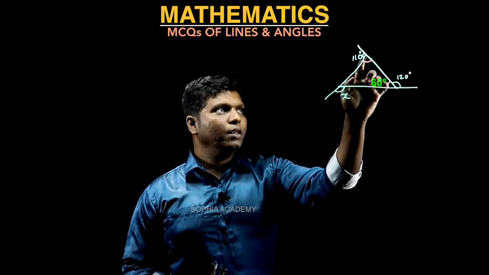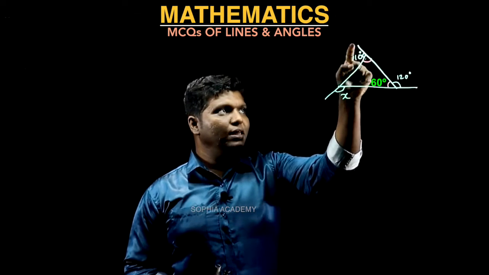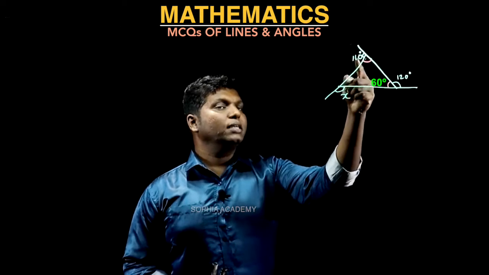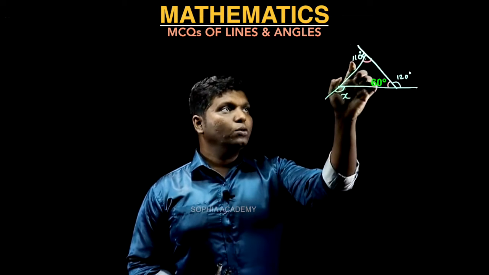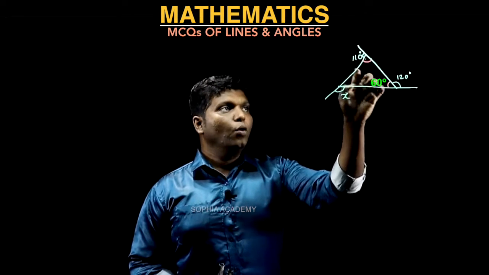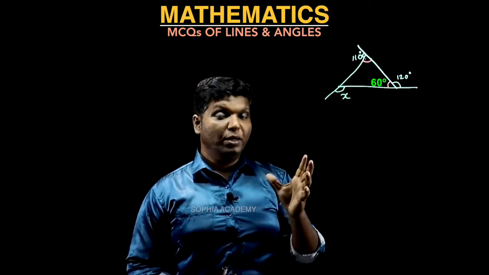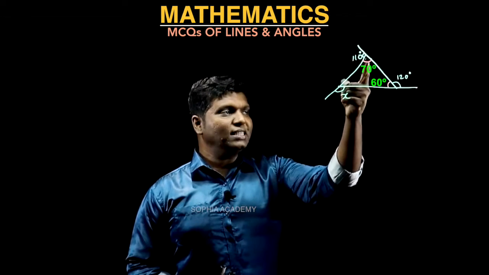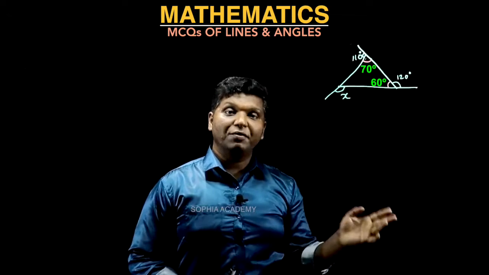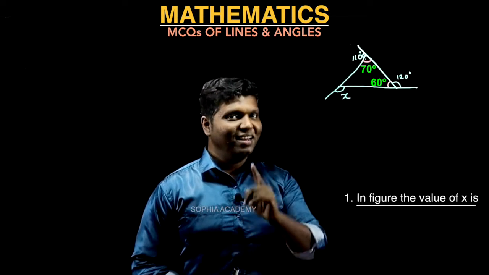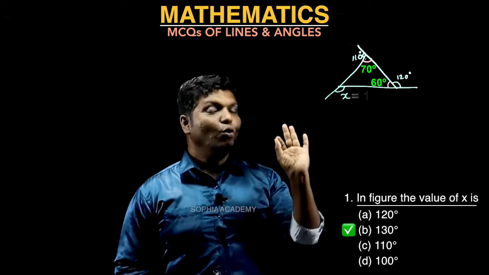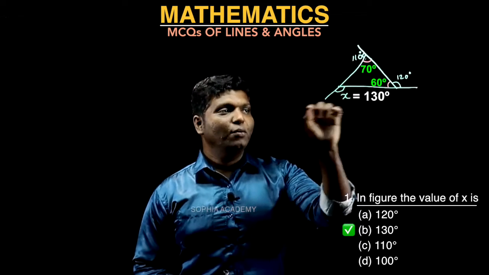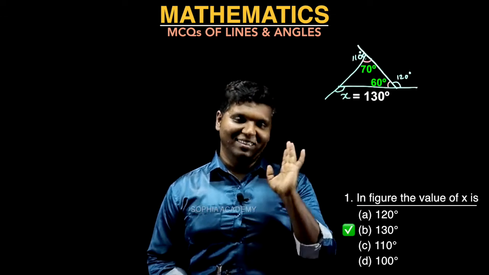What about this one? If this is 110, here also you can see a line, so a linear pair is formed. This is 110, and 110 plus how much to become 180? 70. So this is 70 and this is 60. 70 plus 60 is 130. So the right answer is 130. You will say the value of x is 130.